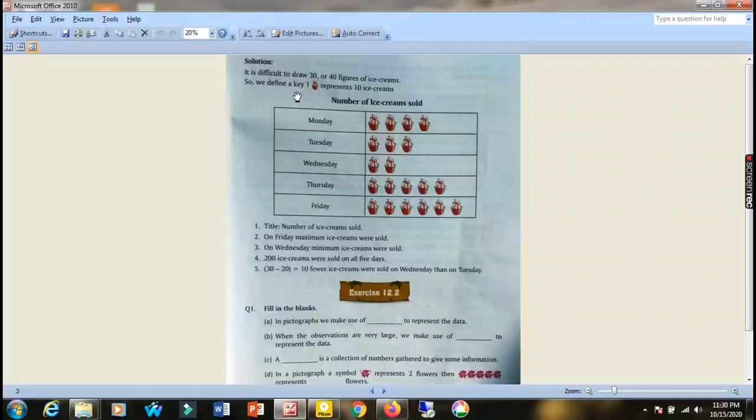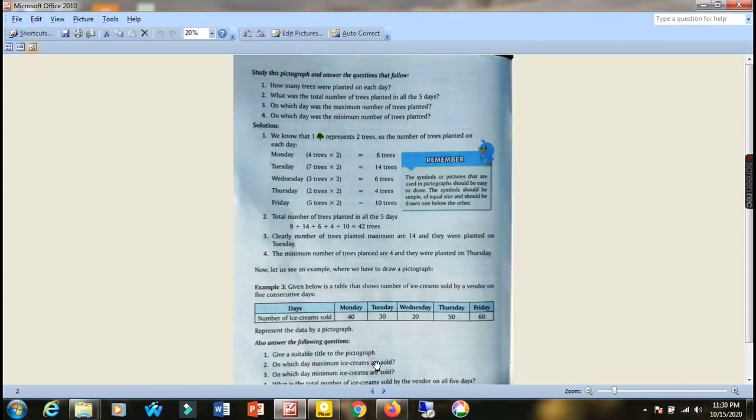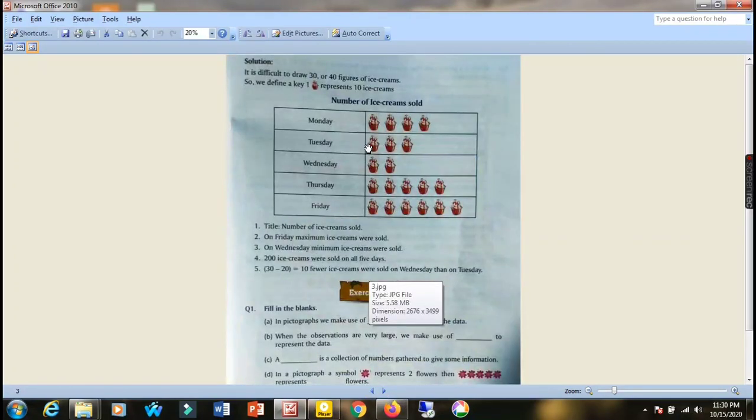So we define a key. This symbol represents 10 ice creams. Okay, you can say it as a box or bag or whatever. So one image represents 10 ice creams. Now it is very easy. On Monday how many ice creams were there? Let us see. 40 ice creams. So we will represent these ice creams by these 4 bags. Okay, why 4? Because this image equals 10 ice creams.